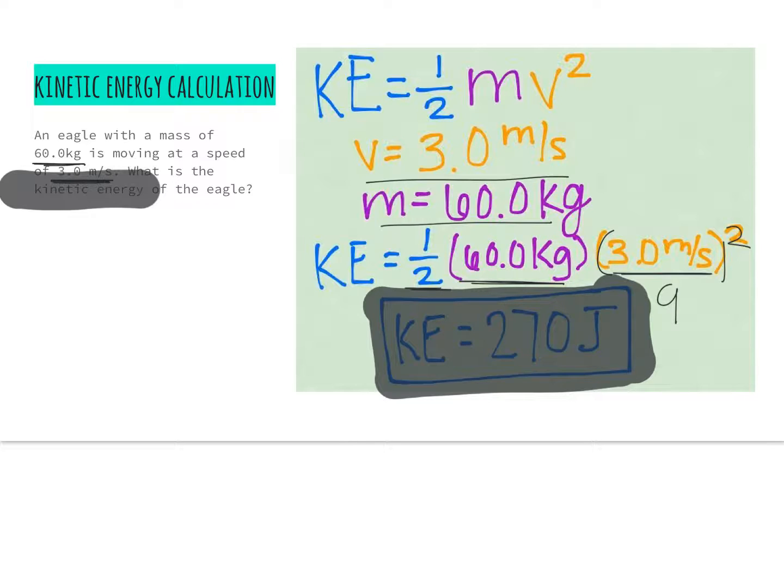Remember, we are not doing newtons anymore. We are now using joules for anything related to energy.